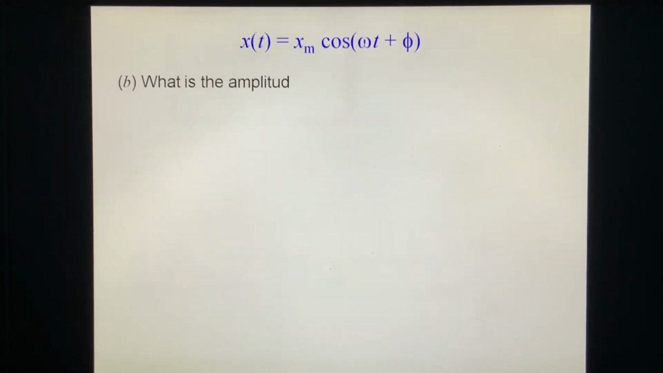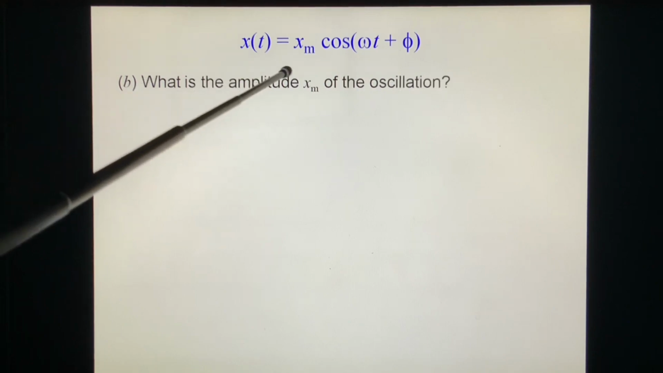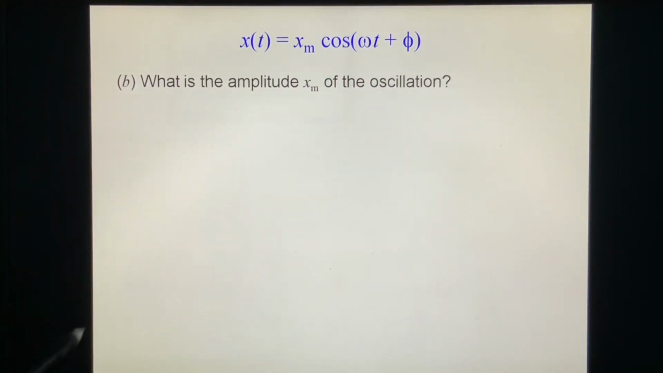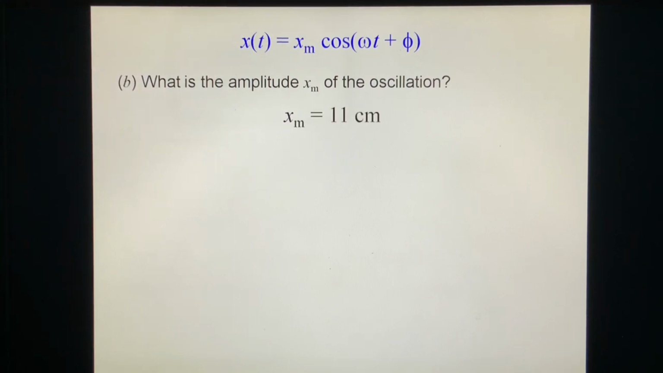This is simple harmonic motion. What is the amplitude xm of the oscillation? xm is 11 centimeters. It's the maximum, from energy conservation.